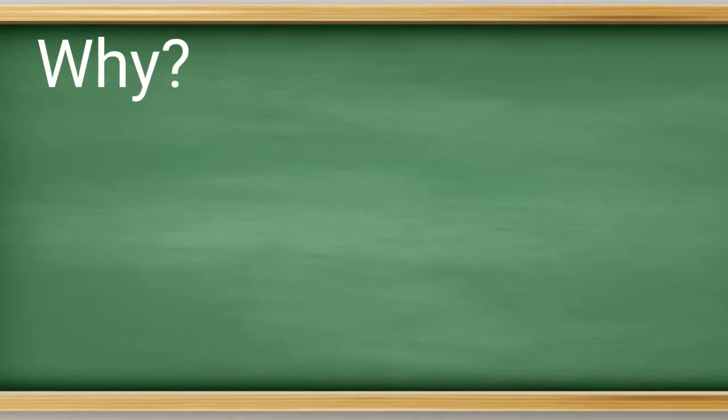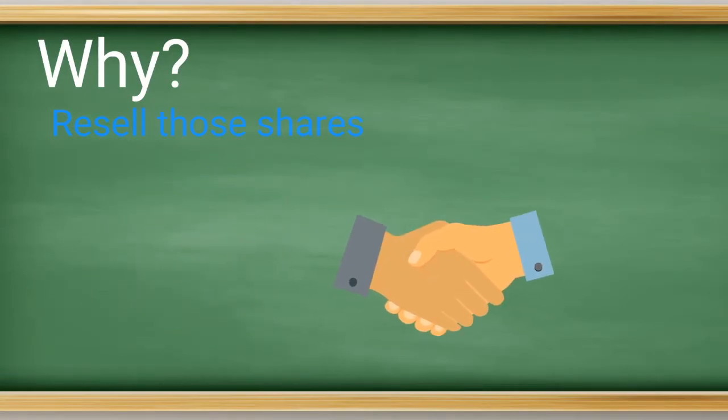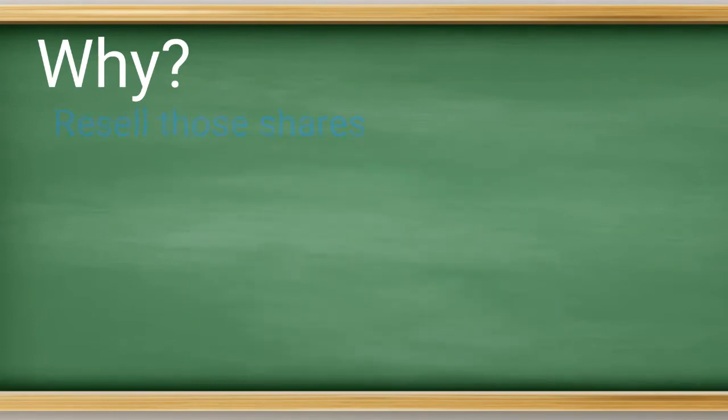You may be asking, why would a company do this? Well, there are 5 main reasons. The first reason may be for reselling them. This could be to pay for investments, acquisitions, or even to give to employees as part of a compensation plan. Effectively, the company has bought them back to utilize their value.